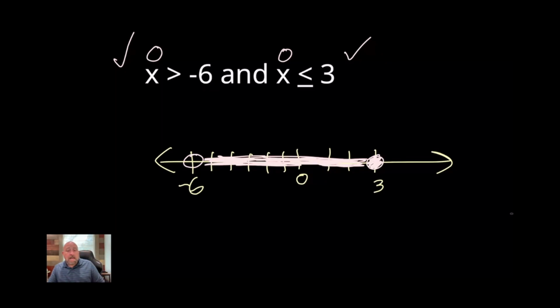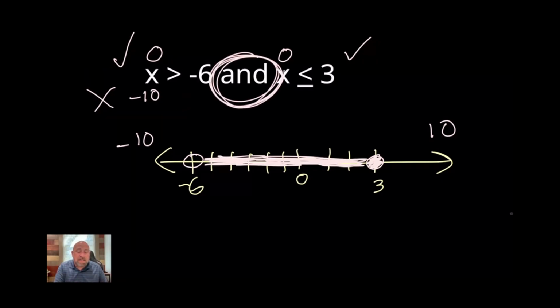All right. Now, I would also, just for fun, check a number outside. So I'd check a number up here. So let's do 10 and negative 10. Okay? So let's do negative 10 first. Negative 10 is greater than negative 6. No, that's not true. Okay? So as soon as you get one of those that's wrong, the whole thing is wrong. We don't even have to check negative 10 over here because we know that it's wrong over here. And if it's wrong in one place, then it makes the whole thing wrong. Because notice it says and. They both have to be correct. Okay?